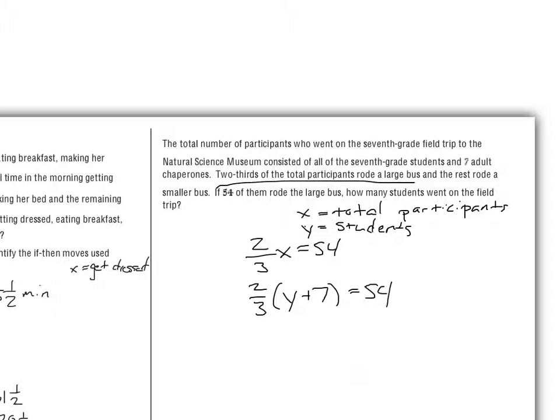Alternatively, you could use this expression. So we have two different equations here. This one would find the total participants, and then we could subtract out the adults afterwards. Or we can go ahead and use this equation and find our value all at once. So I'll go ahead and do it this way. This is going to give me 2/3 Y plus 14 over 3 is equal to 54.